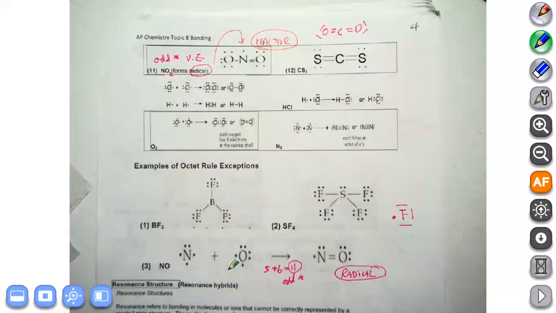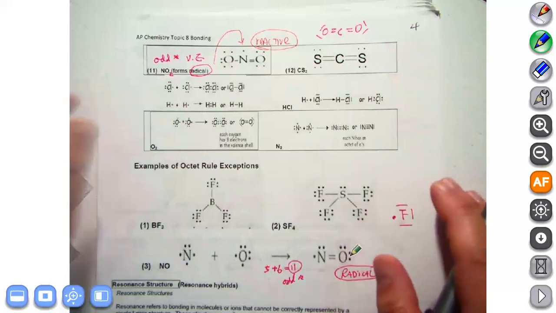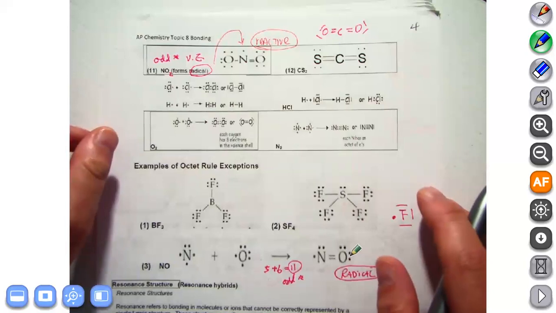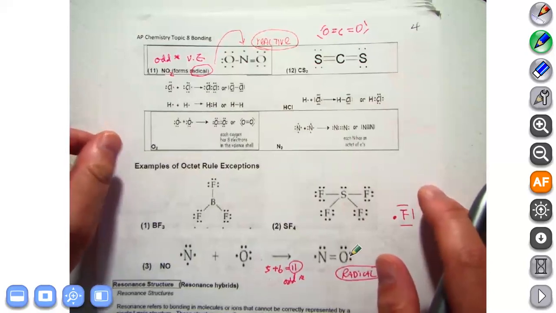Okay, here's another radical. Be able to recognize the radical as well. When you have an odd number of valence electrons, that's a radical. The resonance structures below that on the page, we will be looking at some other time. Okay, not today. Next, let's go on to looking at the molecular geometry. Oops, before we get to molecular geometry, one more.